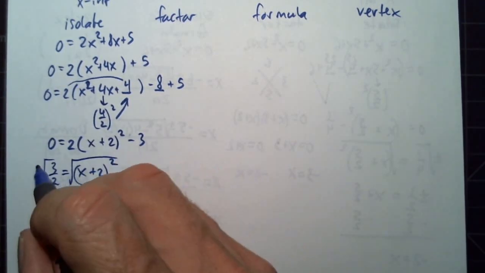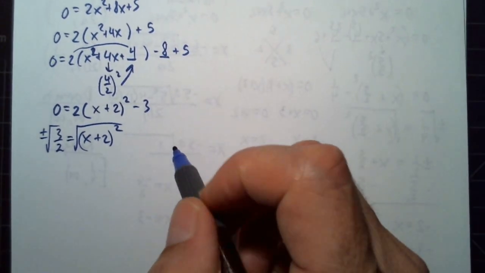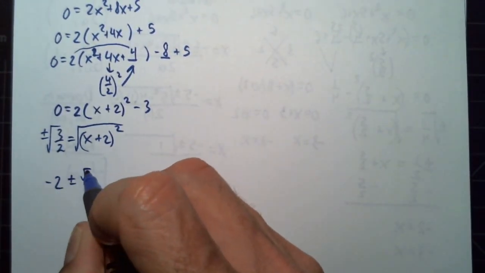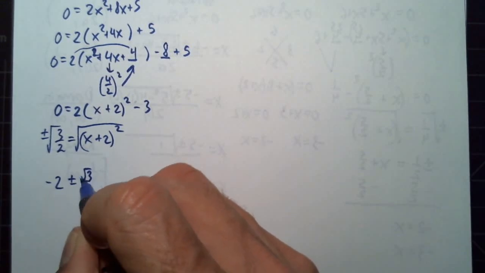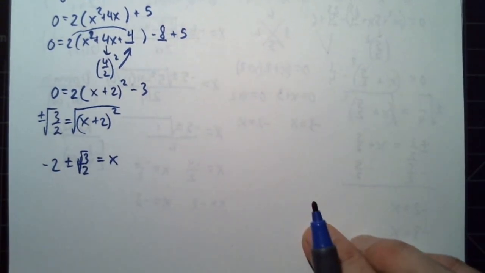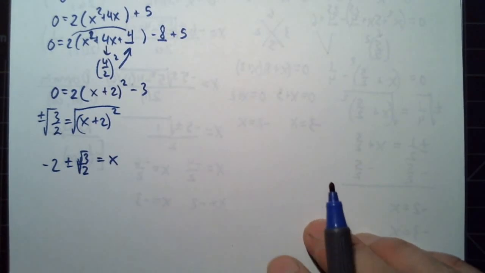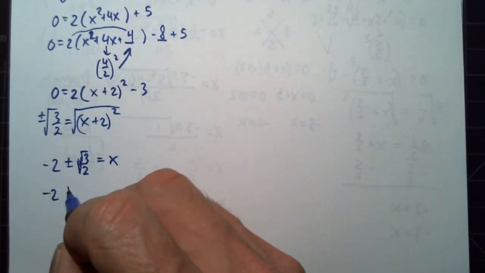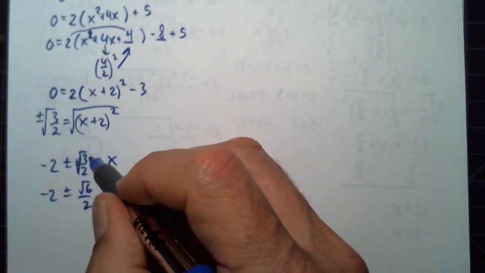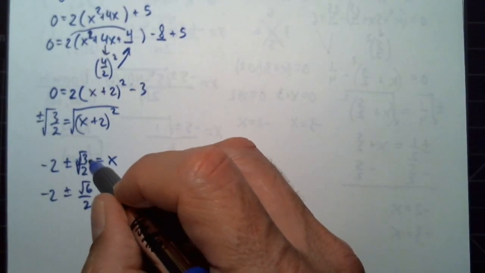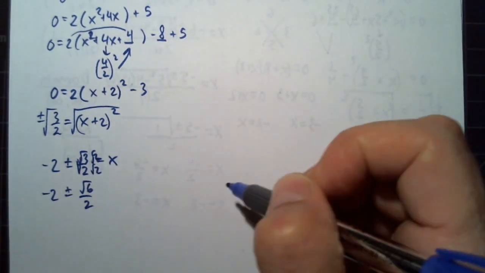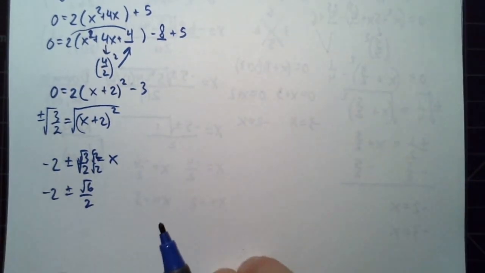Square root. And then subtract 2. So we have negative 2 plus or minus radical 3 over 2. And we should write it like this. So multiply numerator and denominator by radical 2. So we get radical 6 over 2. That would be a good way to write it.